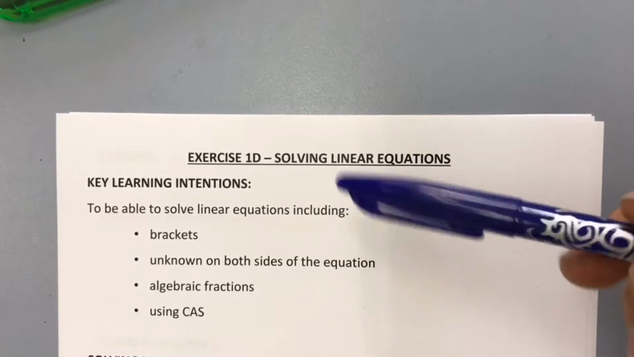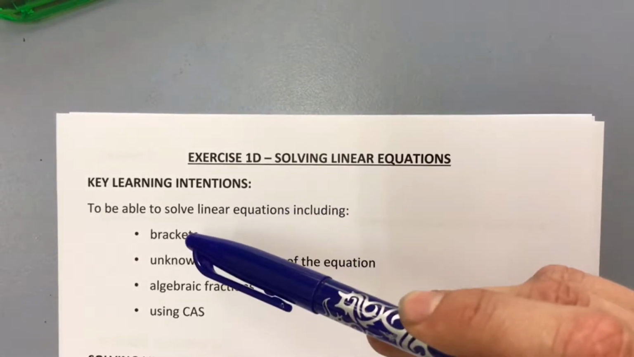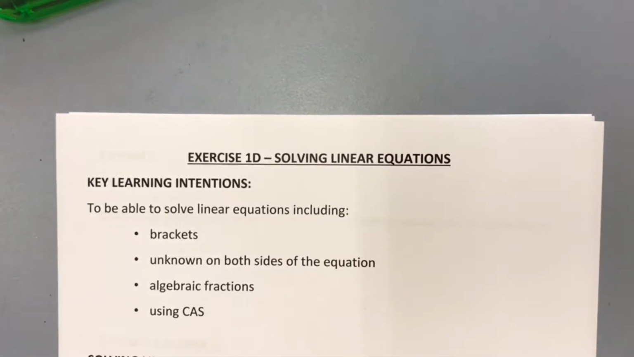So some key learning intentions for you today. We're going to be solving linear equations when there are brackets. You've been doing some expanding of brackets over the last couple of lessons. When there are unknowns on both sides of the equation, and when there are algebraic fractions involved. The other thing we'll look at doing is teaching you how to use the solve function on your CAS. So your CAS will solve all of these things for you and make that a pretty easy way for you to look at checking your answers.